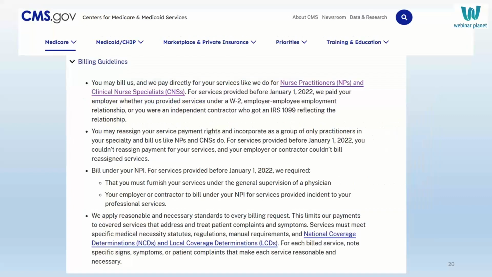We have billing guidelines, and it talks about how they will pay directly for NPs and clinical nurse specialists. Remembering there was a change somewhat recently: it used to be that PAs could not form a group, and although they had to officially work for a group, they couldn't form a group of just all PAs. Now they have much more flexibility in the formation of exactly what they want to do to set up their practice model.